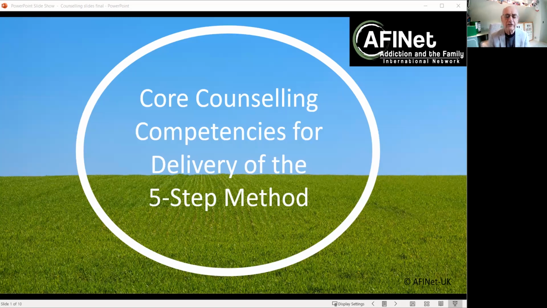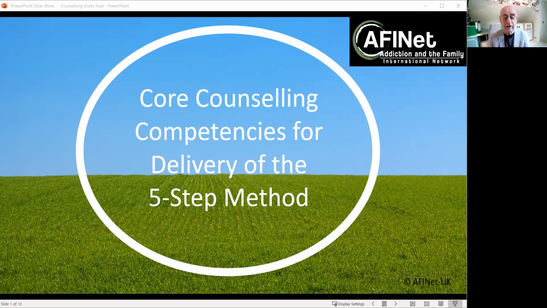So the core counselling competencies will already be familiar to many people who train to use the 5-step method, because they both align very closely with core counselling skills and are similar to and influenced by motivational interviewing. But of course, some people who train to become 5-step method practitioners do not come from a professional counselling background. For example, they may be affected family members themselves working within a voluntary organisation. And even for those who are already familiar with these competencies, it's very valuable to reiterate them here.